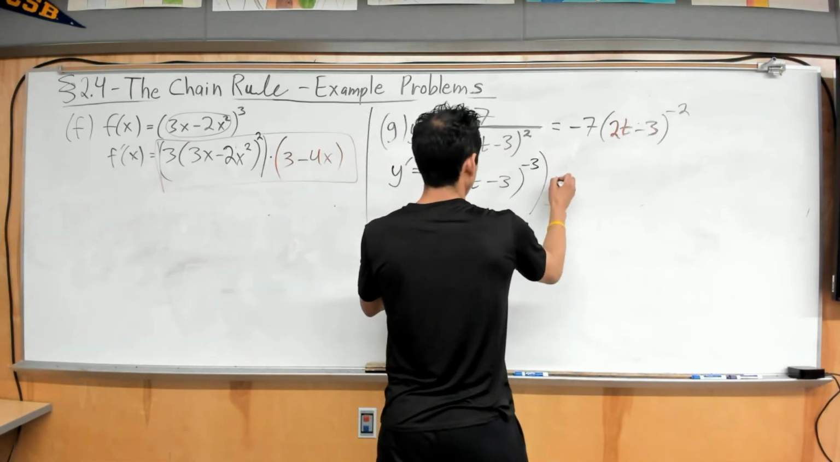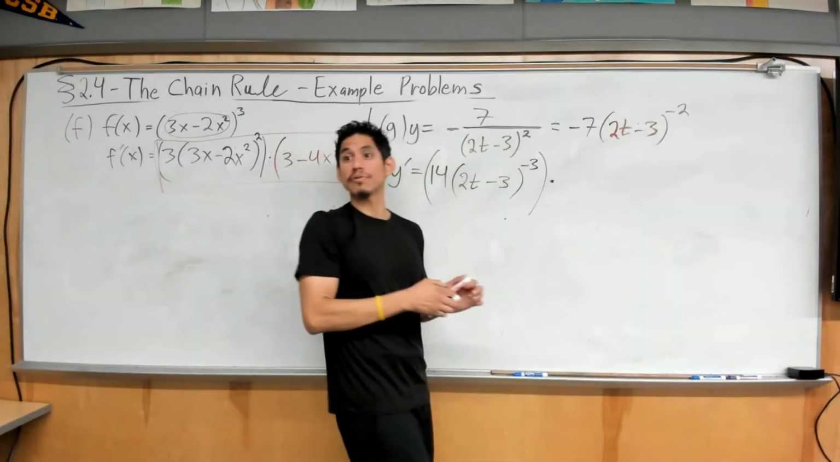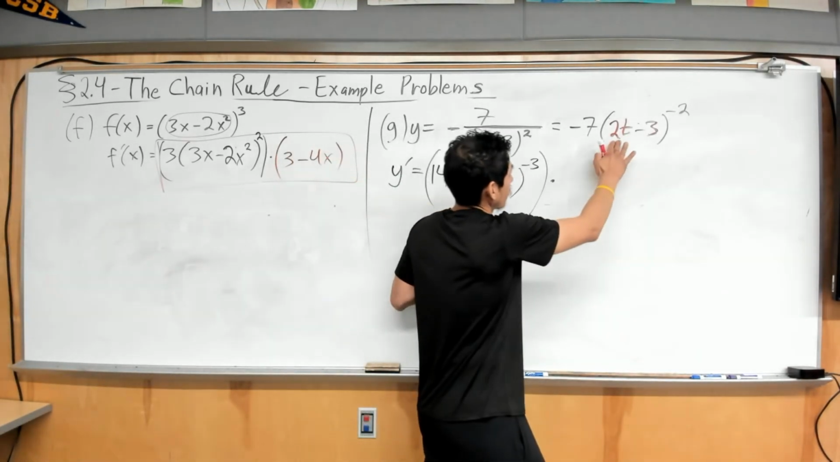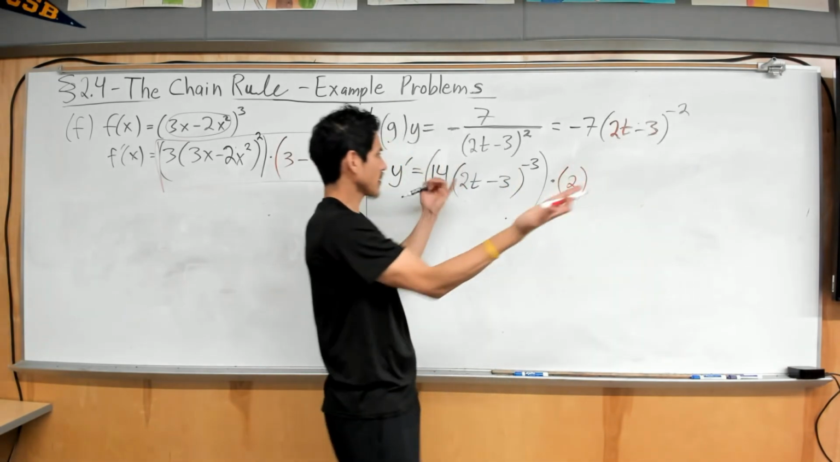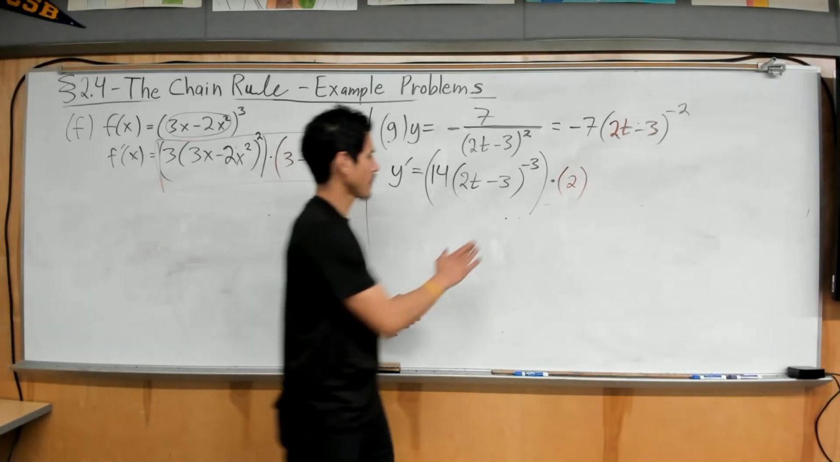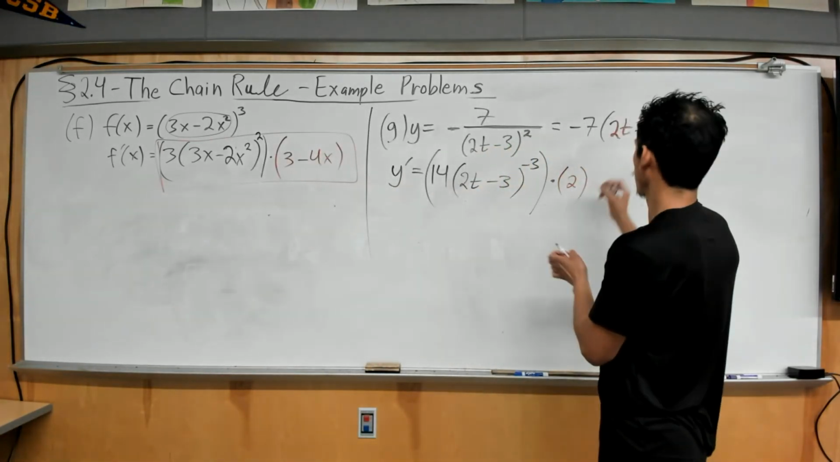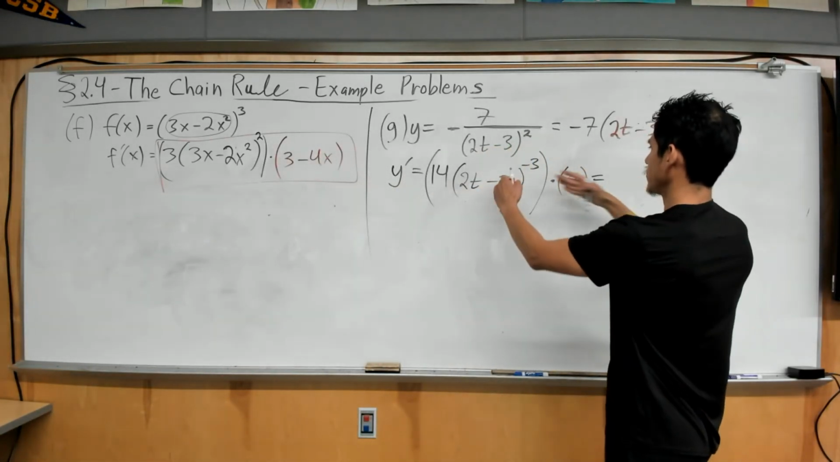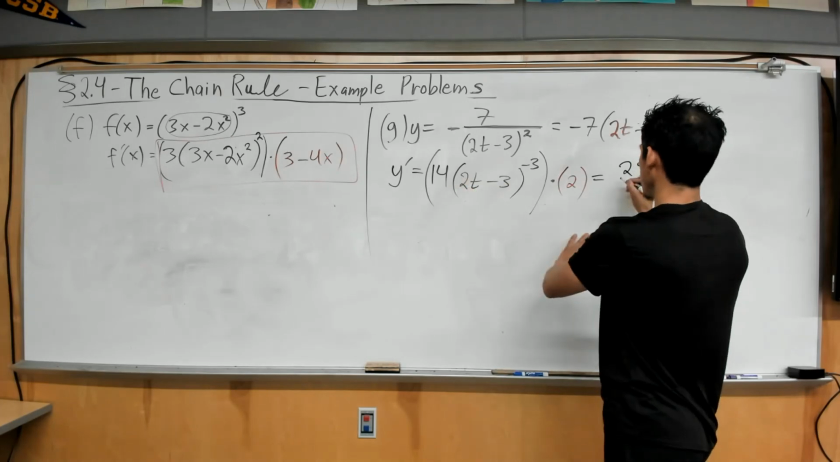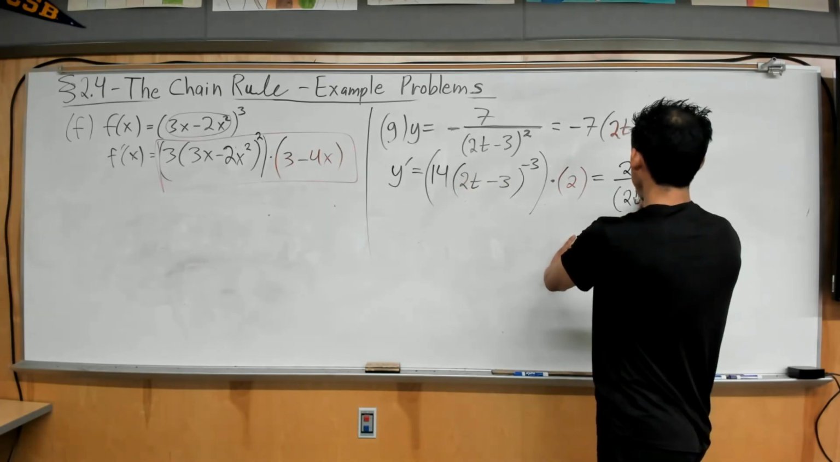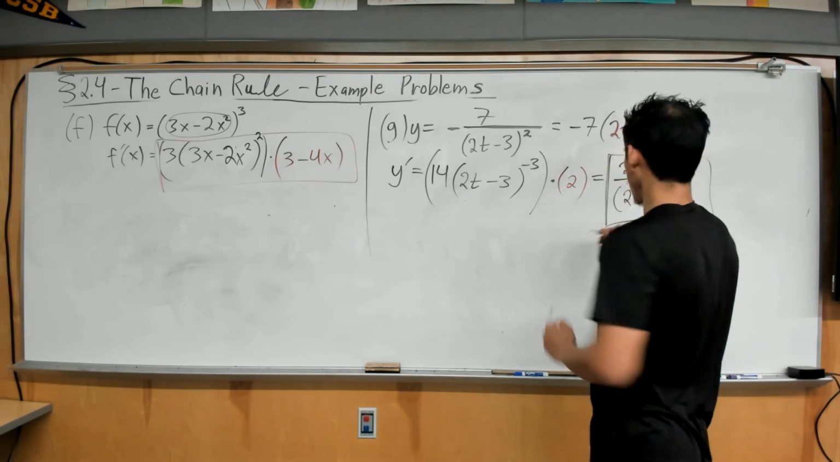So this times the derivative of 2t minus 3. The derivative of 2t minus 3 is just 2. Check that stuff out. Then you drop this to the denominator, multiply by 2, so it's going to be 28. 2 times 14, 28, all over 2t minus 3 to the third. And no quotient rule is needed.